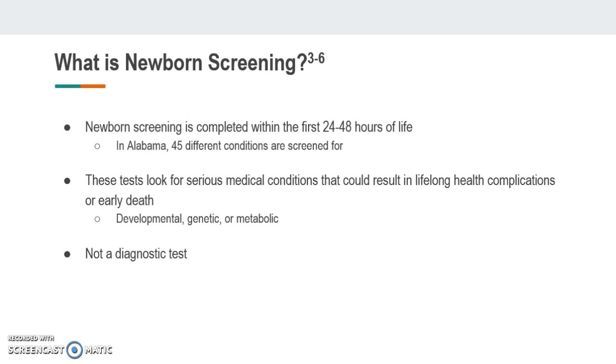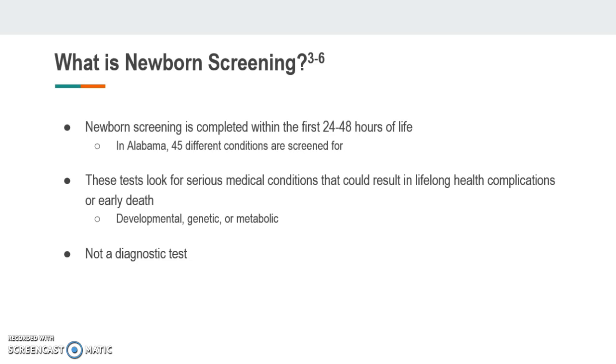Every state is allowed to set the standards for what diseases or conditions they may screen for. In Alabama, 45 different conditions are screened for in the newborn screening tests. However, PKU is federally mandated to be screened for in all 50 states. These tests are necessary to screen for diseases or conditions that could have severe lifelong impacts or even early death. They could be developmental, genetic, or metabolic conditions.